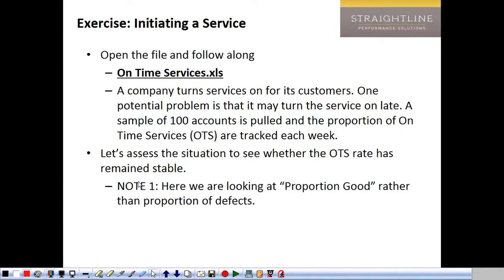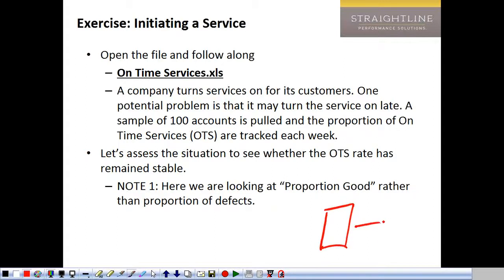Let's look at a different one. This one happens to be for on-time services. So here we've got a company that turns on services for its customers. Could be a bank, could be a healthcare plan, like it's starting you as an employee. How long does it take to get you signed up and all that? It could be a hospital. How long does it take you to admit? It could be a manufacturing process. How long does it take us to fulfill an order? All of those are basically the same.